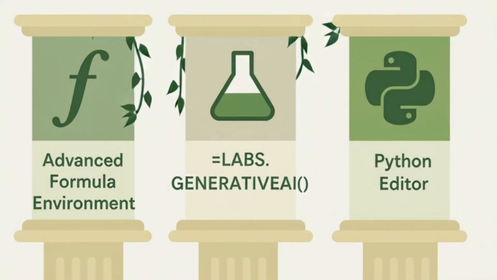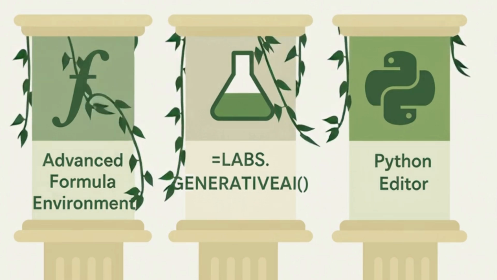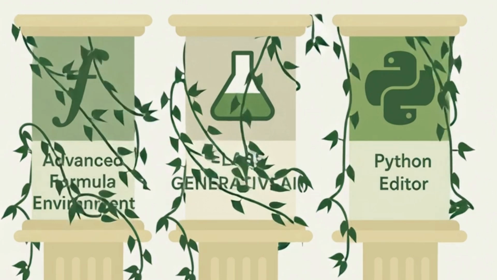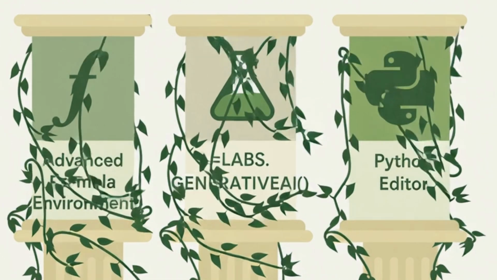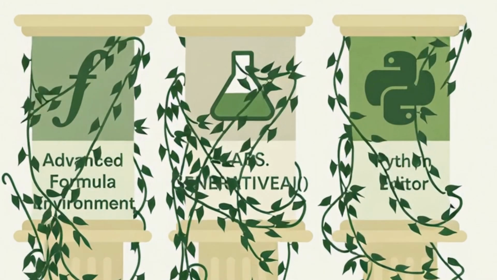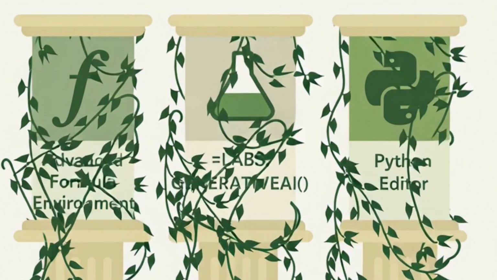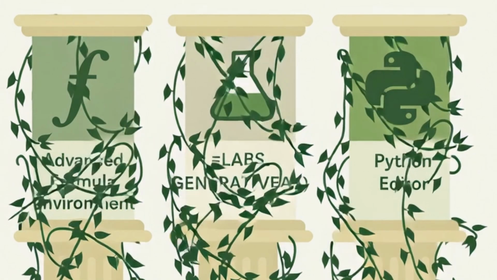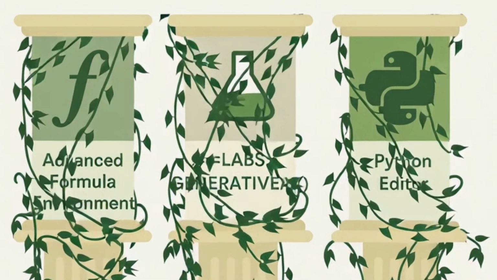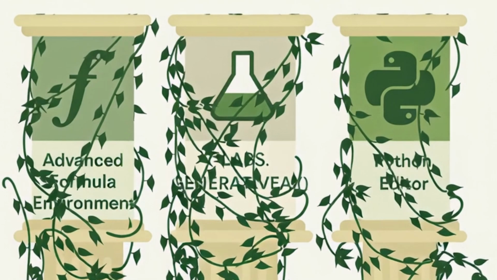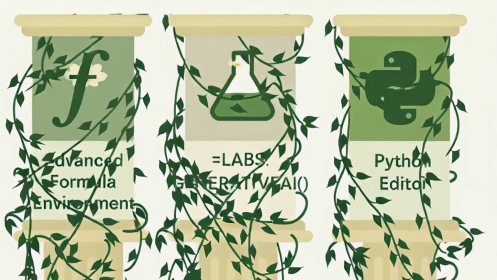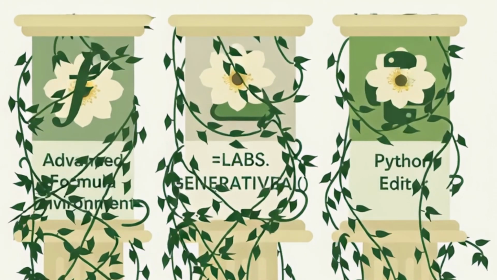Excel Labs gives us 3 power pillars. First, the advanced formula environment upgrades your formula bar with IntelliSense, inline error tips, Power Query integration, image references, and even a pop-out Python editor. The second pillar is your LABS.GENERATIVEAI formula. This is the formula that links any cell straight to ChatGPT. It lets you choose your model, set the temperature, and streams the answers right back without leaving the sheet. And the third pillar is a dedicated Python editor. This lets you run pandas, build charts, and script repetitive tasks all inside.